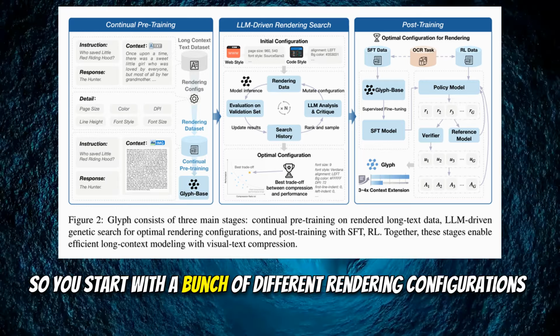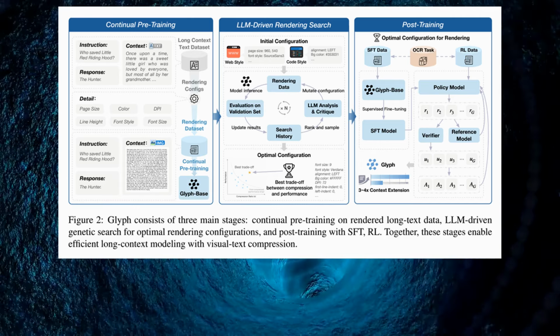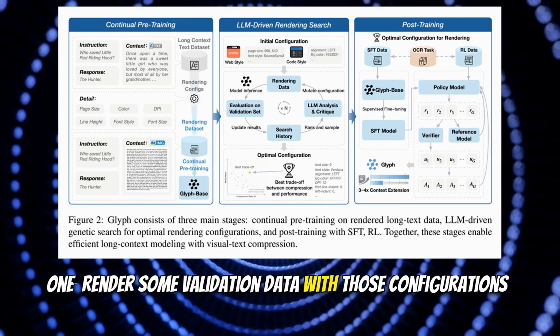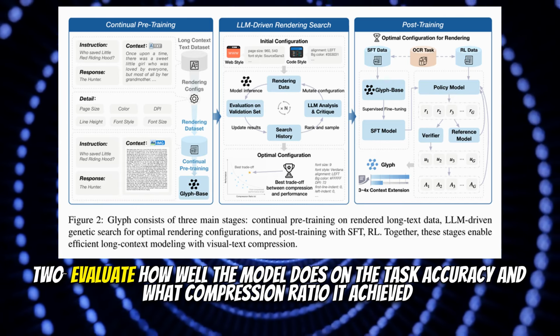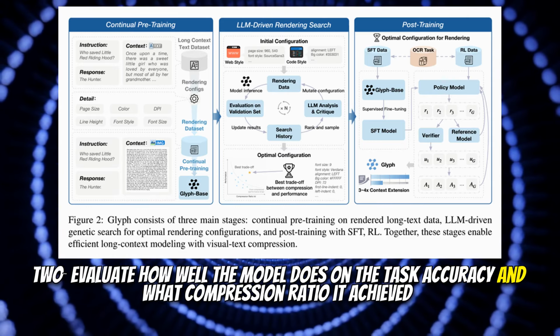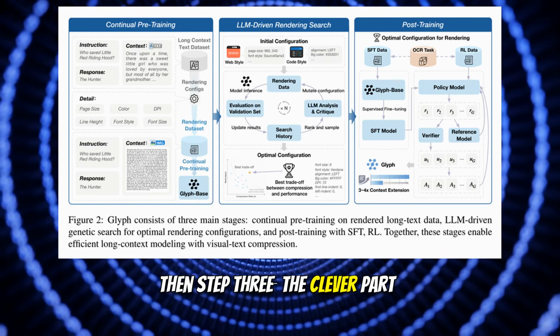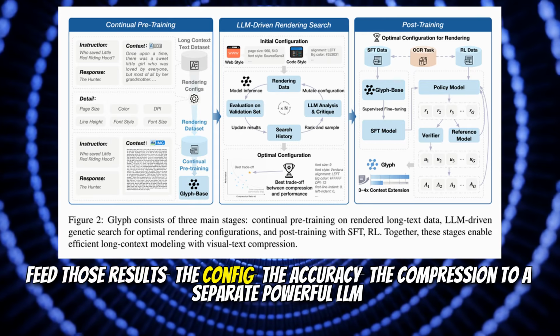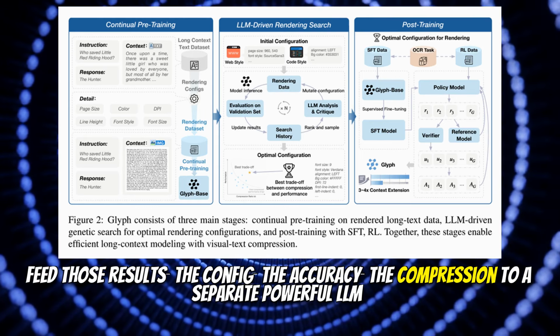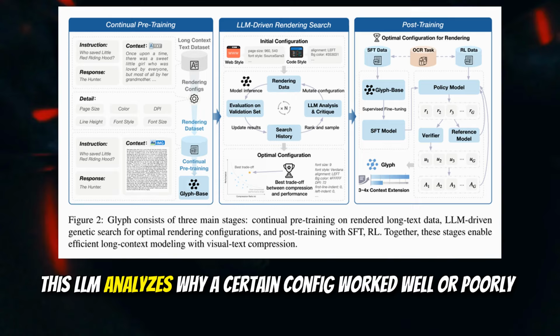So you start with a bunch of different rendering configurations. The algorithm then repeats a cycle. 1, render some validation data with those configurations. 2, evaluate how well the model does on the task, accuracy, and what compression ratio it achieved. Then, step 3, the clever part. Feed those results, the config, the accuracy, the compression, to a separate powerful LLM. This LLM analyzes why a certain config worked well or poorly.